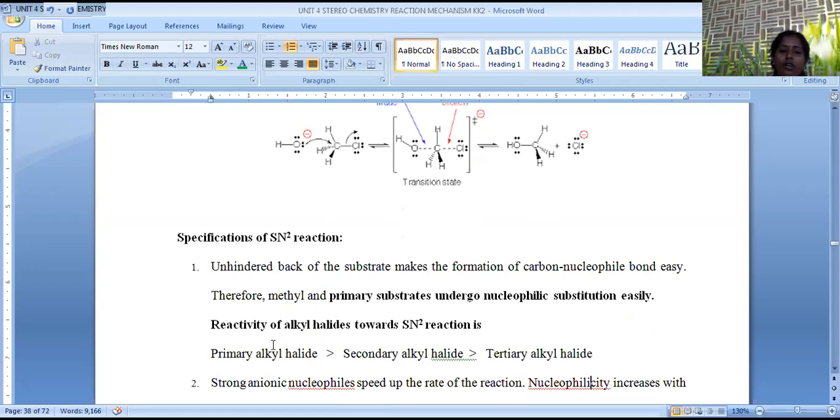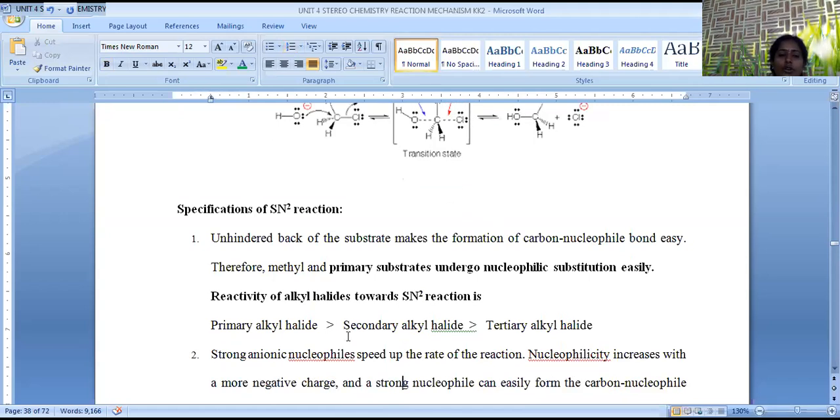The activity of alkyl halides towards SN2 reaction is in reverse to that of SN1. Primary is more reactive, followed by secondary, followed by tertiary. This is mainly because less sterically hindered alkyl halide favors the formation of pentavalent transition state more preferably, and formation of inverted product is possible in this reaction.